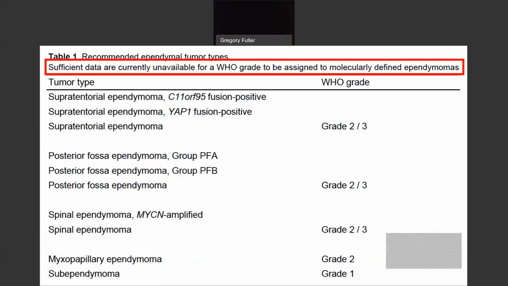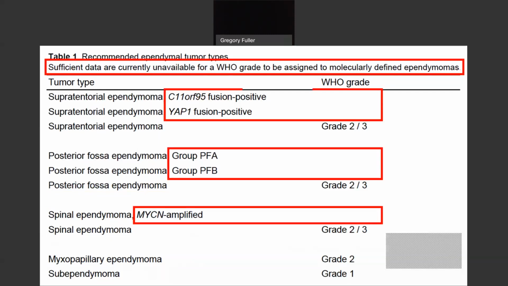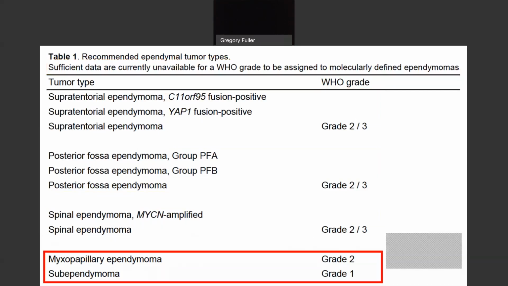Sufficient data are currently unavailable for a WHO grade to be assigned to molecularly defined ependymomas. All right, check out all those. Look under WHO grade. All right, sound of crickets. Crickets in the night. Yes, that is the proposal. Now, again, all this could change. These are recommendations, all right, to the greater body that will be creating the WHO 5. All right, and then finally, myxopapillary ependymomas, by definition, in the lumbar cistern, the classical are grade 2. Maybe the fourth ventricle are grade 2, maybe they're grade 1. I don't think we have enough data to know, okay? Subependymomas, histologically defined, grade 1.